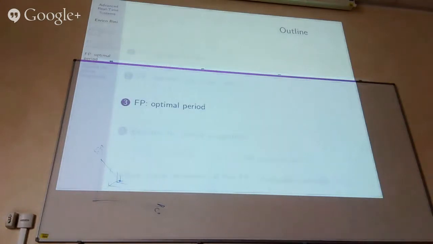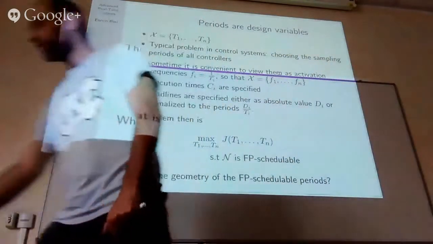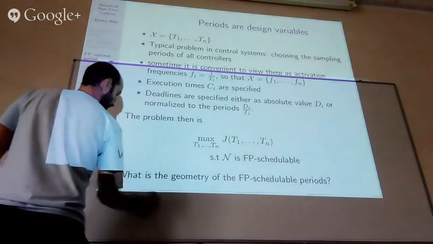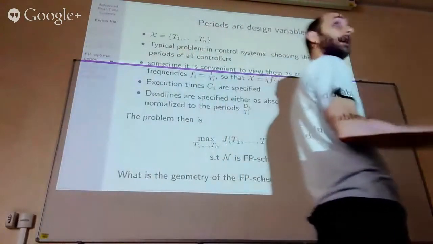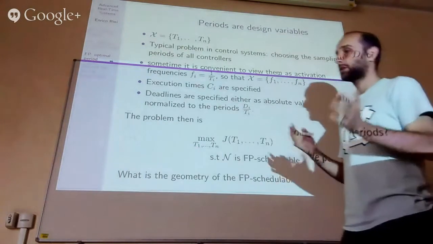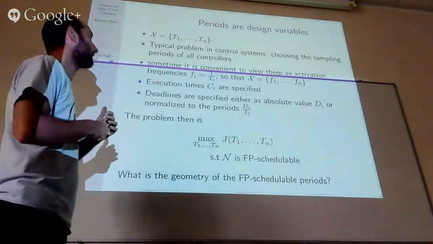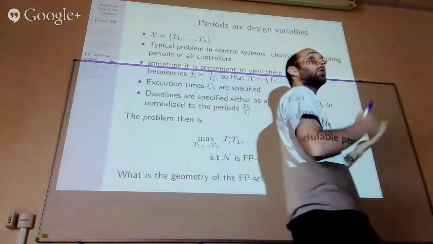Now let's talk about periods. With periods, the question is if you want the same. Now we assume that our design variables are the task periods. It's hard to say which problem is more relevant to reality, but this is certainly a problem which makes a lot of sense in control systems.